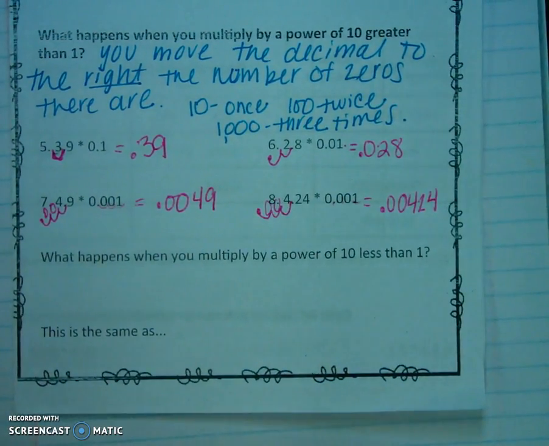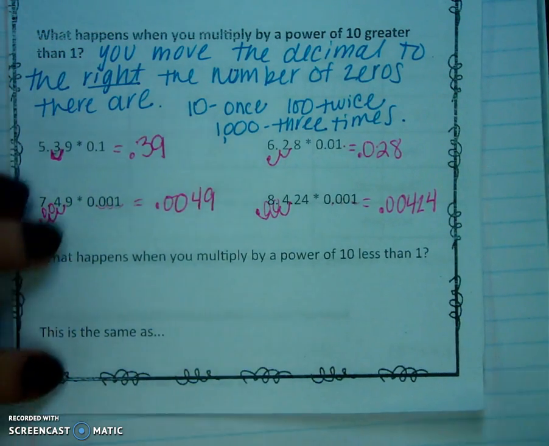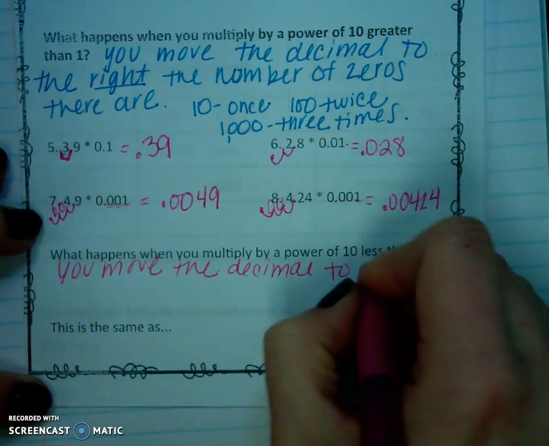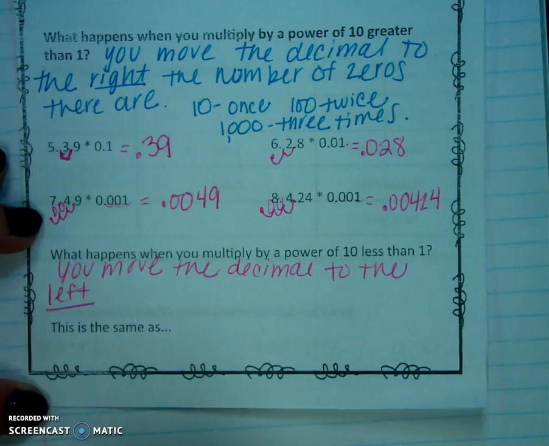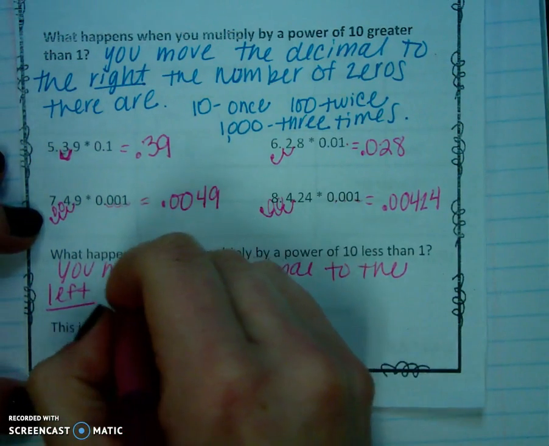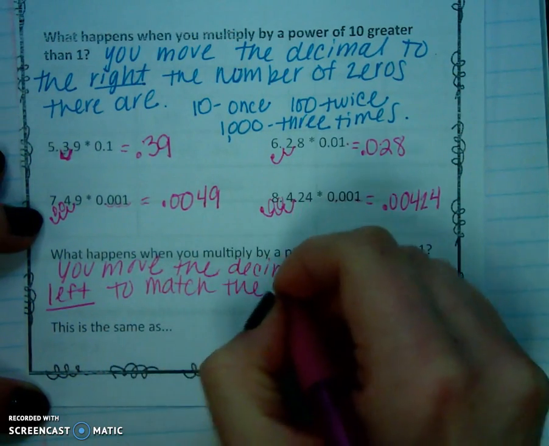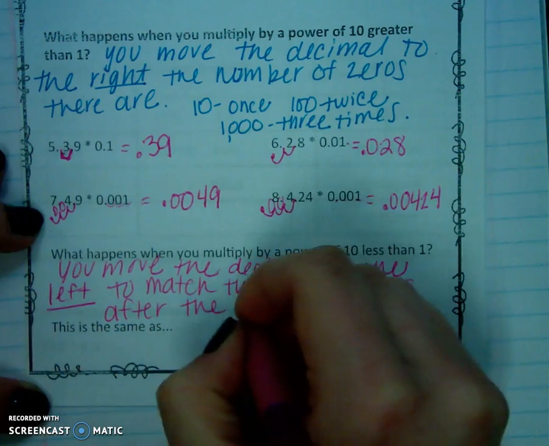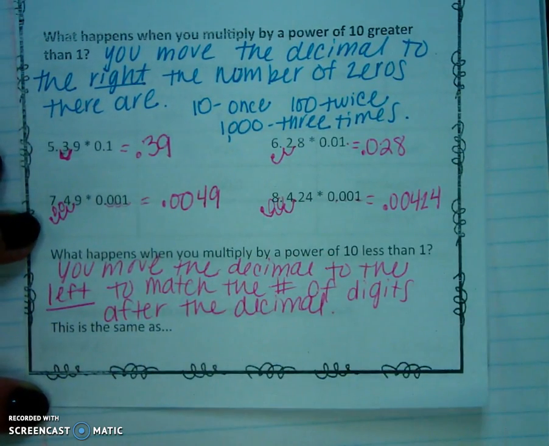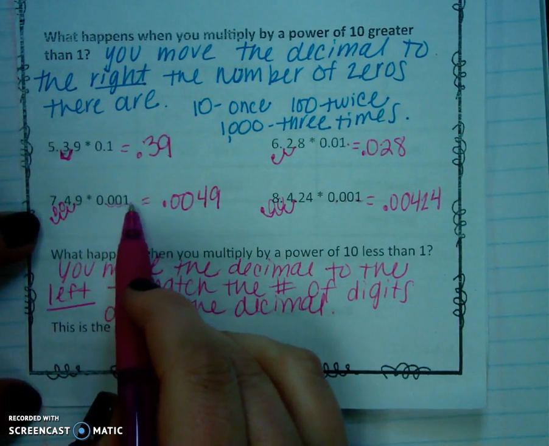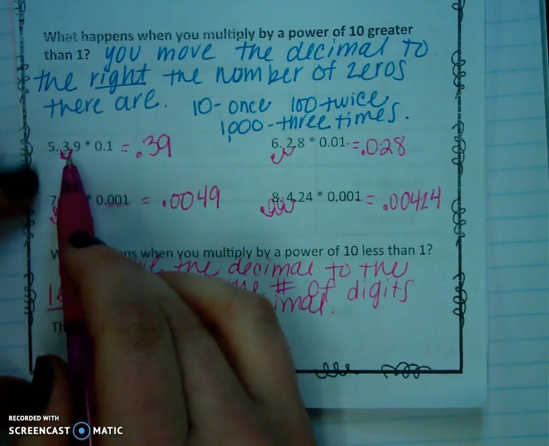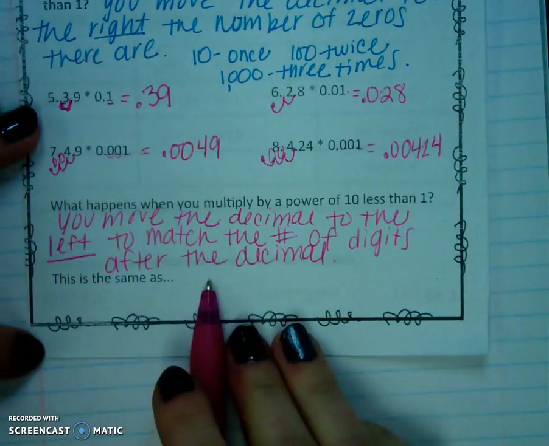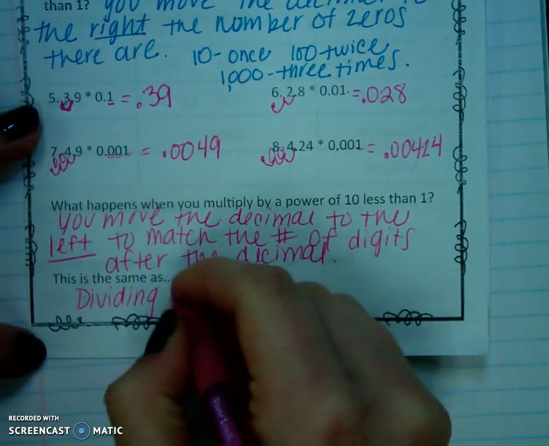0.00424. So what happens when you multiply by a power of 10 less than 1? You move the decimal to the left. Important that we're going left now if it's less than 1, to match the number of digits after the decimal. Okay, and then look, how many digits were there after the decimal? 1, 2, 3. How many times did we move? 1, 2, 3. How many digits are there after the decimal? 1. We only moved one space. This is the same as dividing by powers of 10.